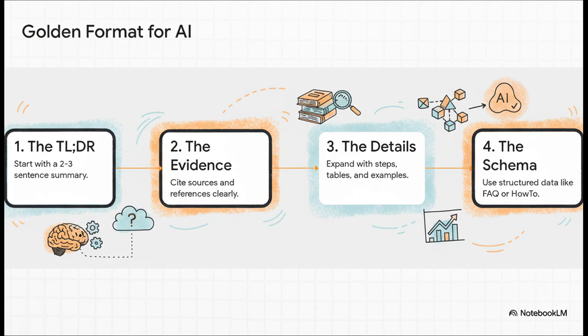Number 1, start with a TLDR right at the top, a quick 2 or 3 sentence summary. 2, back it up with evidence. Cite your sources clearly. 3, then you get into the details, the steps, the tables, the real examples. And finally, number 4, wrap it all up with schema markup, which is like putting a perfect label on your content so the AI knows exactly what it is.